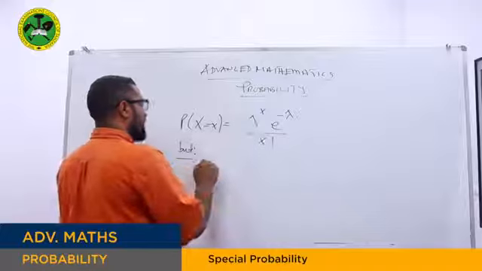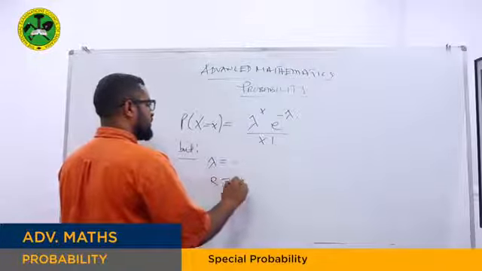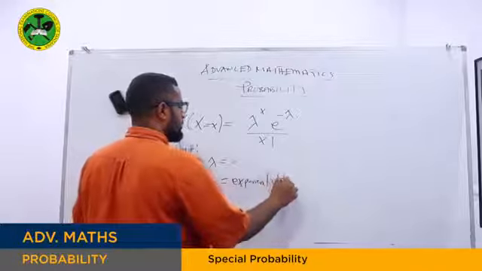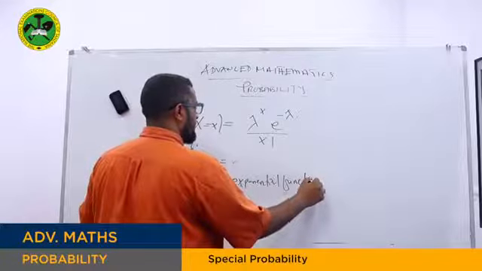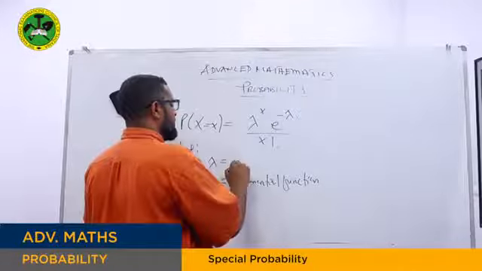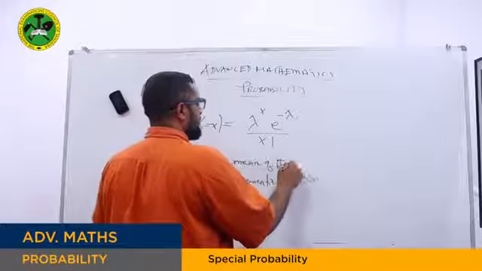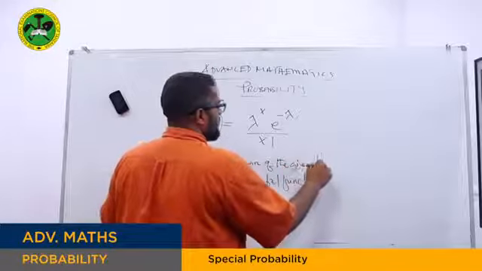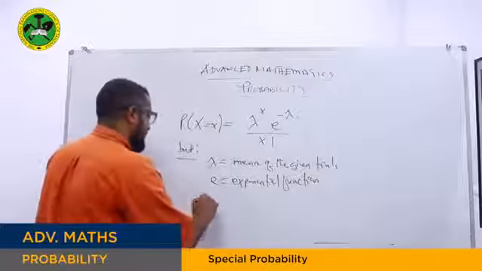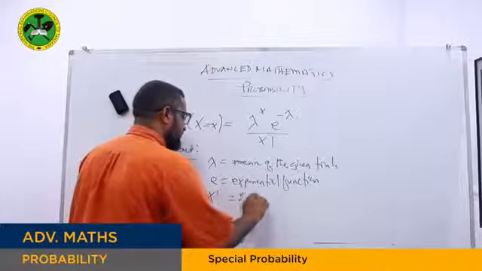But what is lambda? You need to know. And what is e? e is just the exponential function. And lambda, this is the mean of the given trial. And this one represents X factorial.